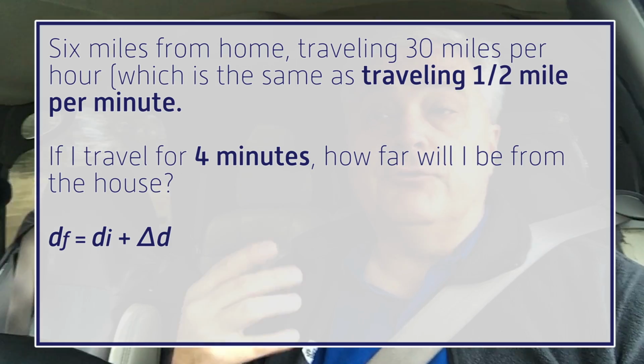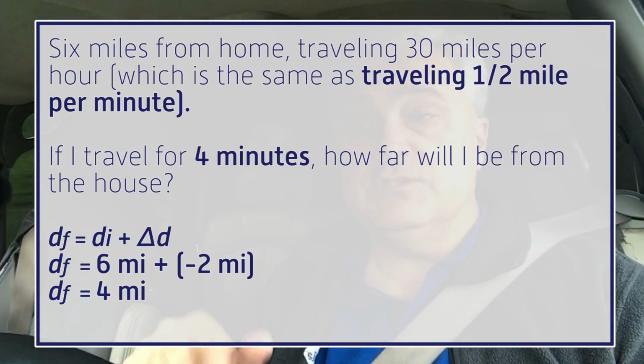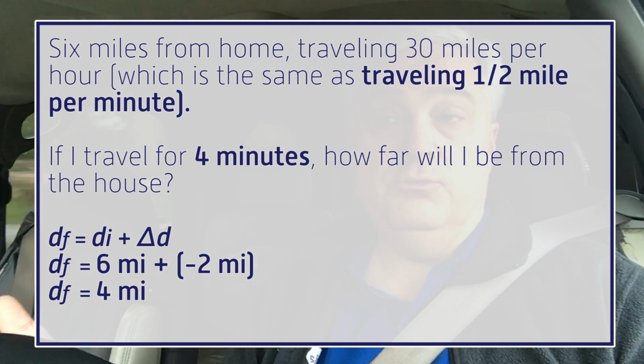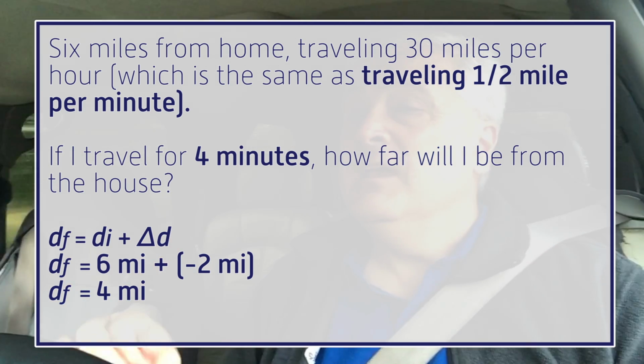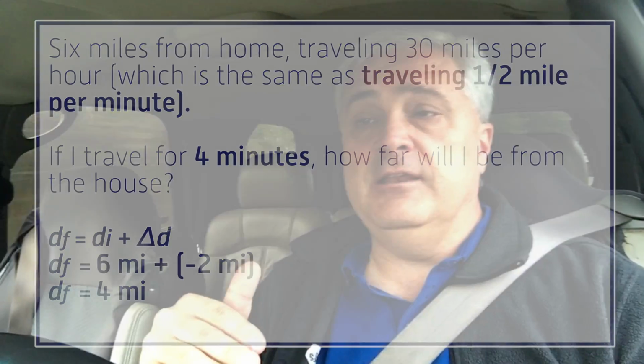So if I travel for 4 minutes, then I'm going to go how far? 2 miles. And so my final distance is going to be my initial distance of 6, because I'm going towards my house, minus 2 will give us 4. And I've just said about 1 million numbers, but it's really not that complicated. On the overlay graphic, you'll see the math.